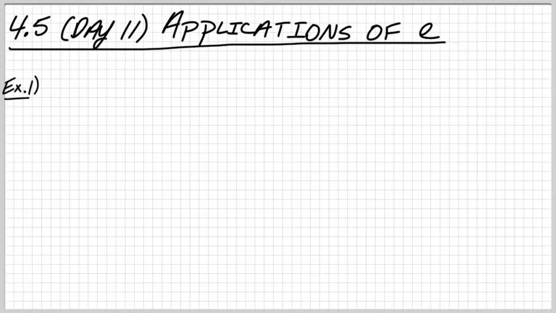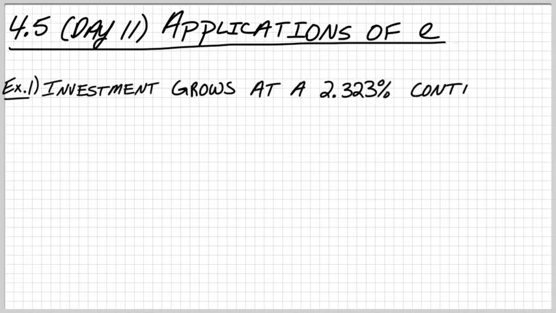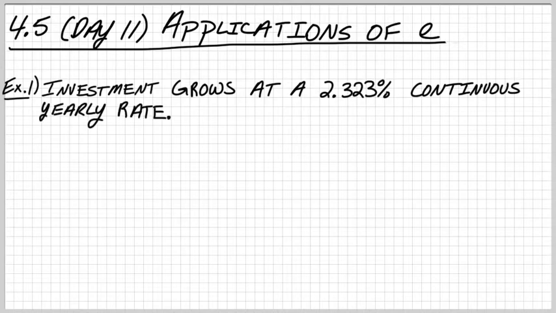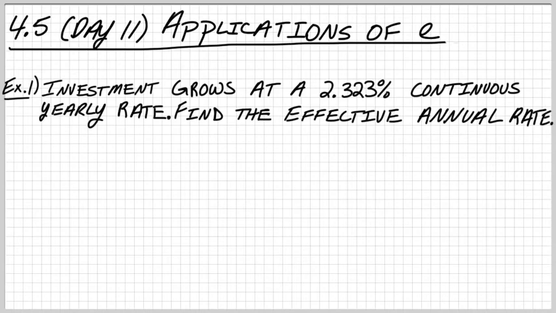So the first example: we have an investment that grows at a 2.323% continuous yearly rate. When you see the word continuous, and we're talking about interest, you need to start thinking about how we can plug this into the continuously compounded interest formula. So you know there's going to be an e involved. My question is, can we find the effective annual rate for this investment?